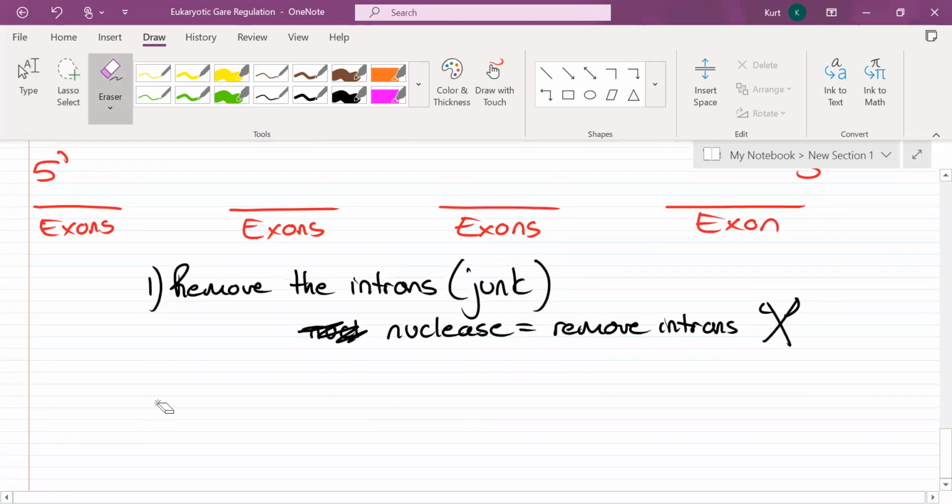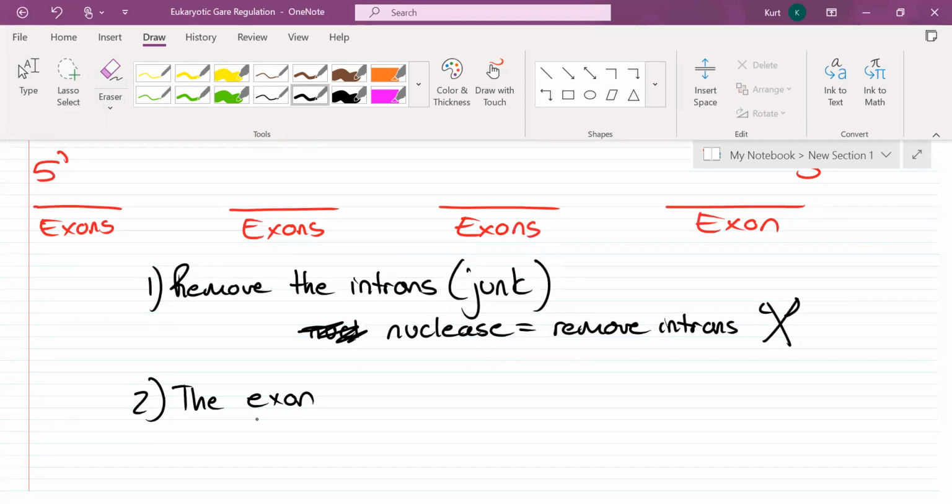Okay, so part 2, the exons are spliced together. Now when you hear the word splice, you might think of slice. And when you slice something, you cut it up. That is not what it means. So don't let your brain go to bad territory. Splice means to bring together.